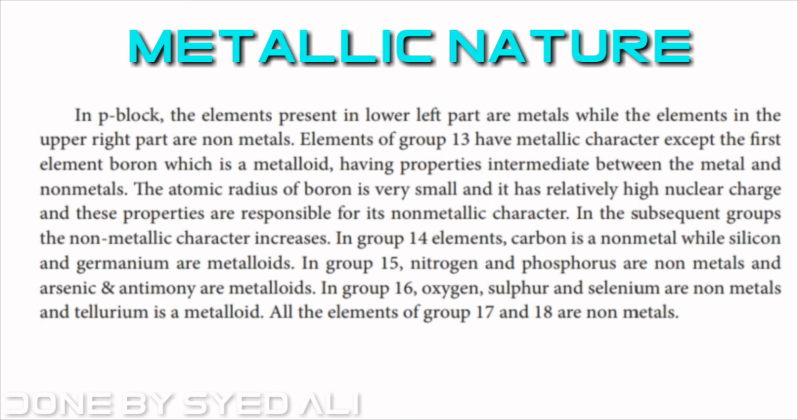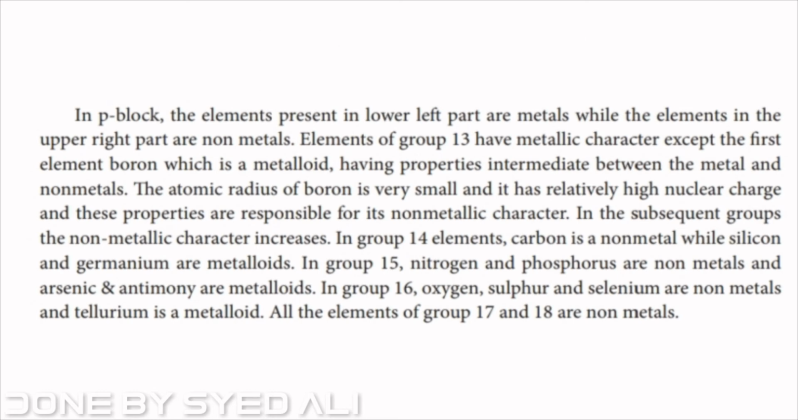In group 14 elements, carbon is a non-metal, while silicon and germanium are metalloids. In group 15, nitrogen and phosphorus are non-metals and arsenic and antimony are metalloids. In group 16, oxygen, sulfur and selenium are non-metals, and tellurium is a metalloid. All the elements of group 17 and 18 are non-metals.